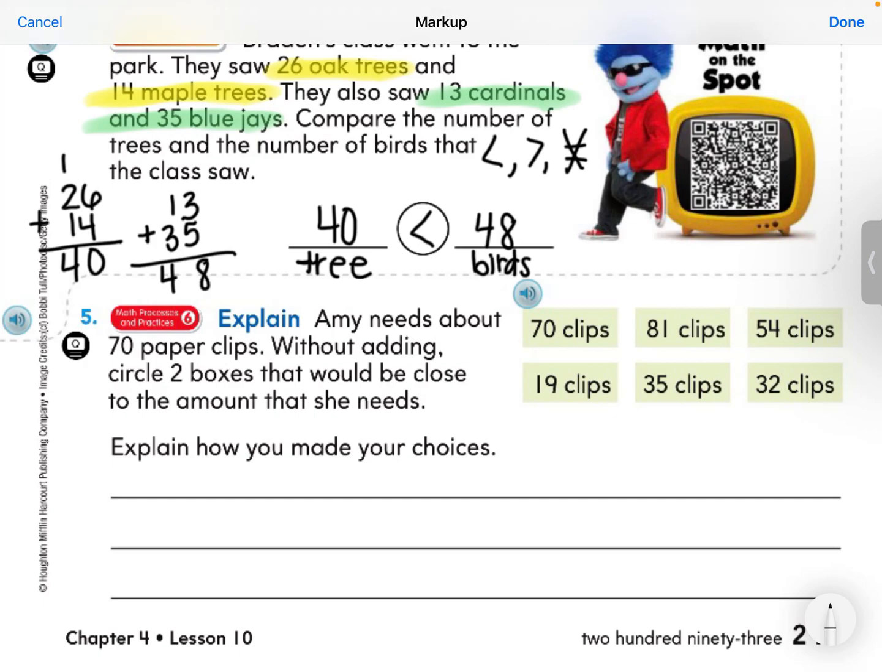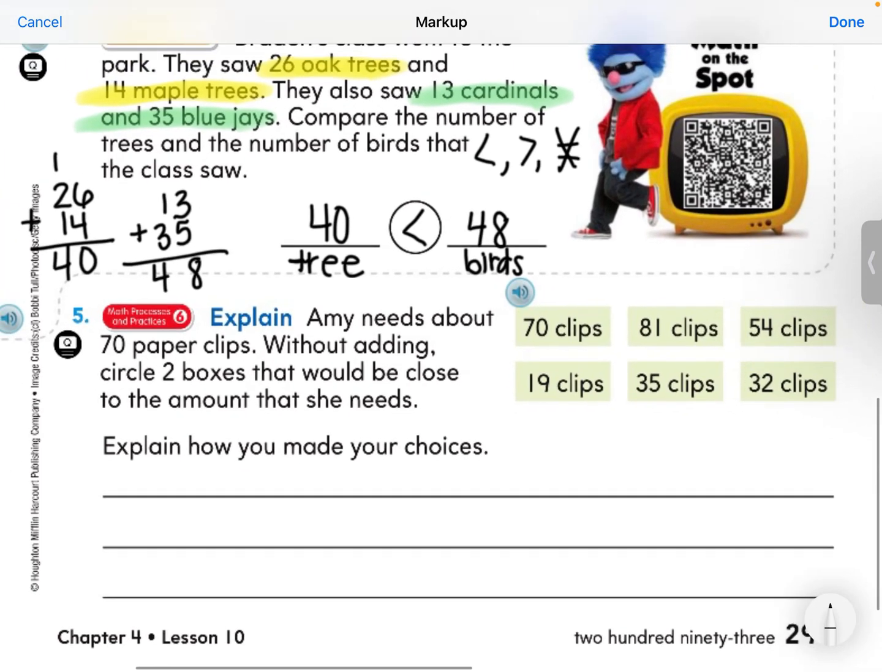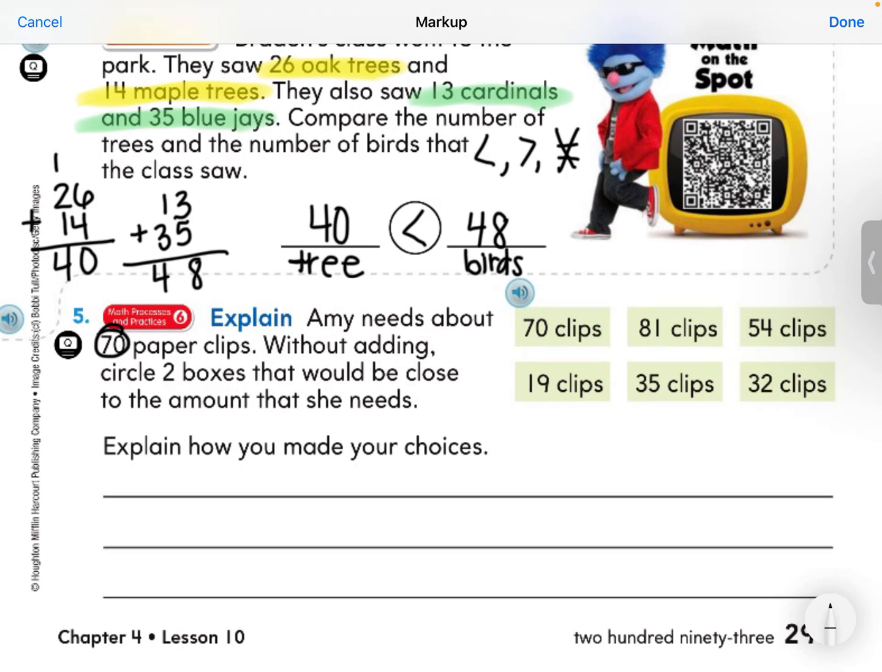Number 5. Amy needs about 70 paper clips. Without adding, circle 2 boxes that would be close to the amount that she needs. Okay? So Amy needs how many clips? She needs about 70. Friends, when I look through these, are there already some that I can cross out? Yep. I can cross out 70. Okay. I was supposed to circle 2 boxes. If I circle 70, I wouldn't need any others, right? 81 is too big. Okay. What else could I do?